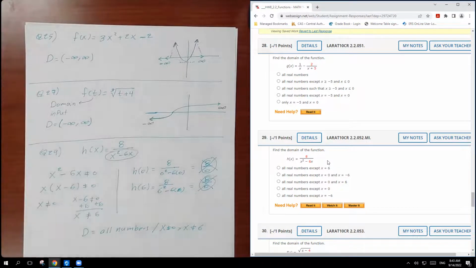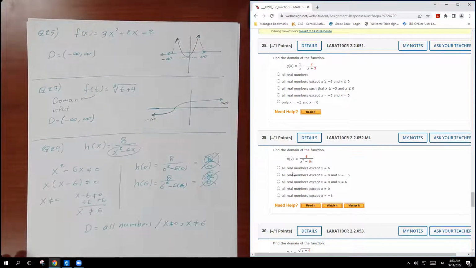You can choose all the numbers, 5, 6, 100, million, negative million. All the numbers work except these two values, 0 and 6. If you look here, you can choose all real numbers except 0 and 6. That means all real numbers except these two values.